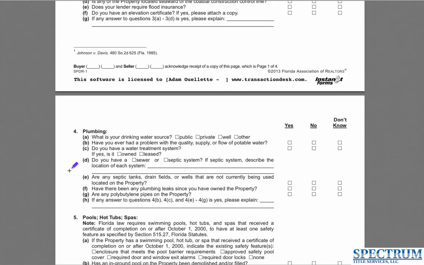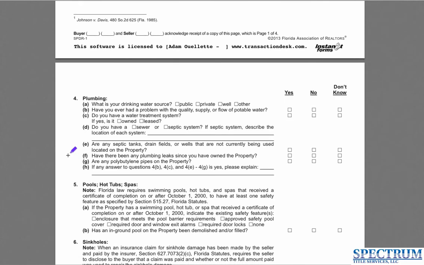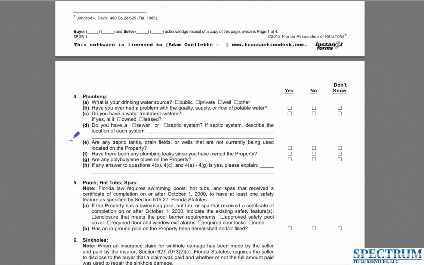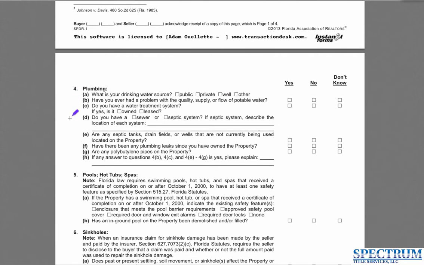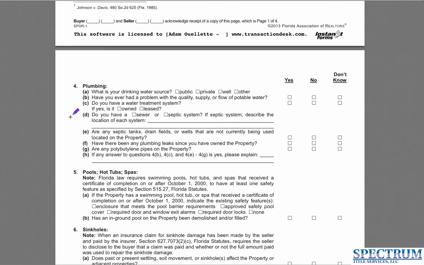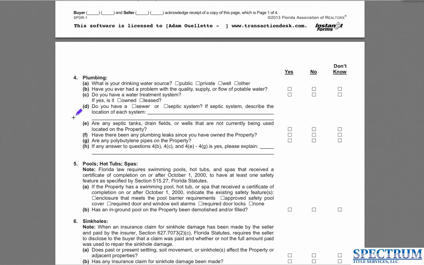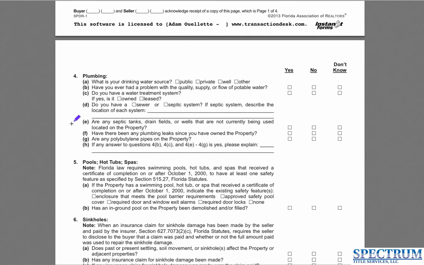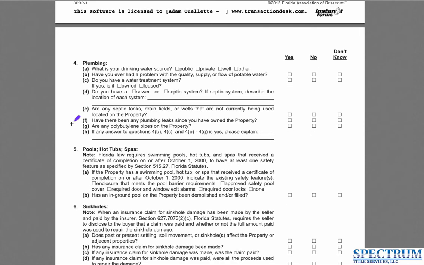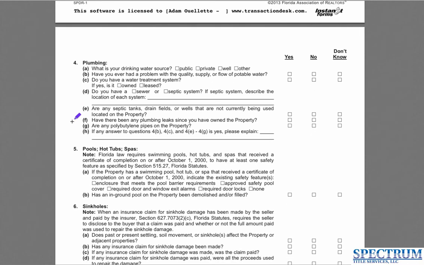Okay, next page, section 4, plumbing. What is the source for drinking water? Public, private well. In West Broward and the ranches and a lot of Davie, a lot of those houses will be on well water. Have you ever had a problem with the quality? Is there a water treatment system? Is there a sewer or septic? A lot of these are very easily answered. The seller shouldn't have too many problems answering yes or no to most of these questions.